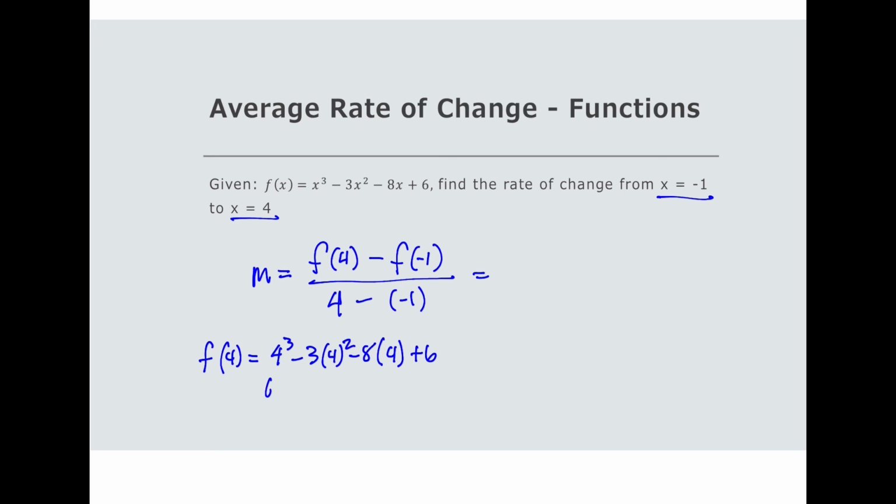Well, 4 cubed is 64, so that's 64 minus 4 squared is 16, and 16 times 3 is 48. So this is minus 48, and then minus 32, and then plus 6. So doing this summation, we get negative 10. So that is my f of 4. I'm going to go ahead and put that up here, minus 10.